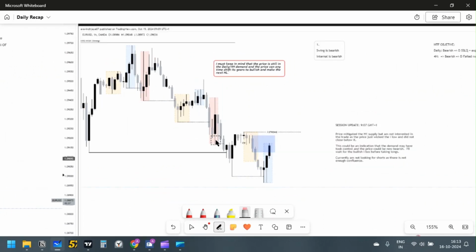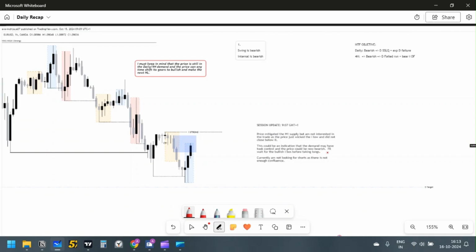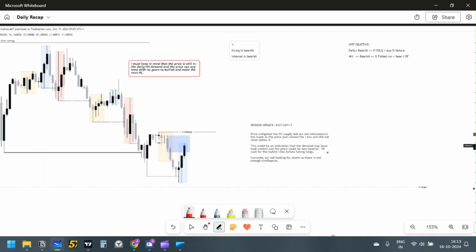So this is the first session update where the price has mitigated into the H1 supply without taking the daily top. So now I can look into the lower time frames and see for the lower time frame confirmations to go for shorts. But there is one small issue here, which is that the price did not close below this internal low, and it just liquidated it.